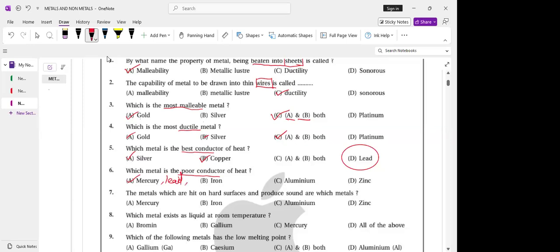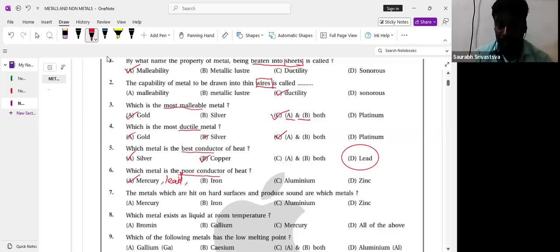Okay, this is also a poor conductor of heat. And cesium also we should add. And next gallium, Ga, gallium also we should add. So these are all poor conductors of heat. At very low temperature, it will become molten state. Okay, so it will become liquid.